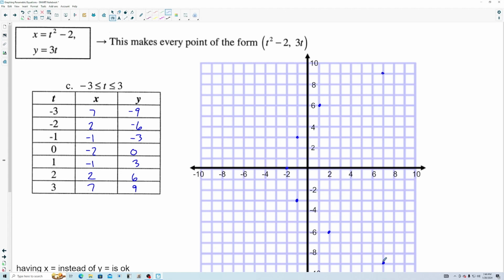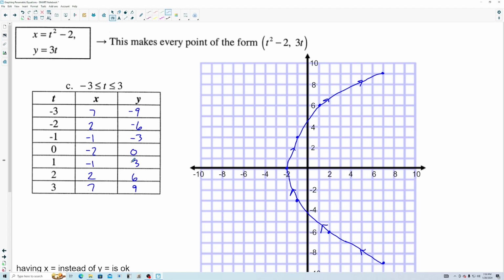And we have this parabola, and we're graphing the parabola from the bottom to the top. That's the direction that we're going. We have a beginning and an end, so we'll say what direction it's going. This way.